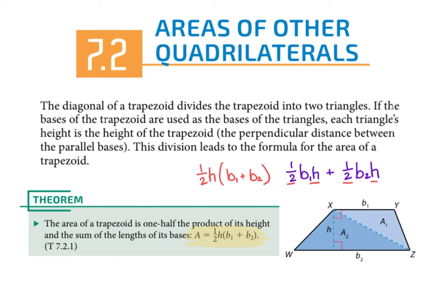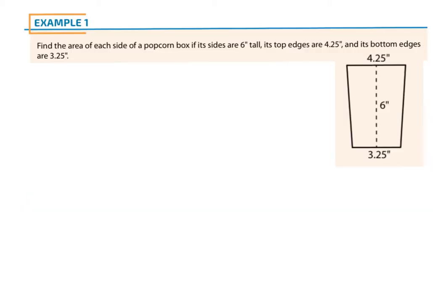Calculating a trapezoid. Look at example 1. Find the area of each side of a popcorn box if the sides are 6 inches tall, its top edges are 4.25 inches, and its bottom edges are 3.25 inches. Your height is going to be your perpendicular distance between your two bases. So these are my bases. My height is the perpendicular distance, and I'm just going to plug it in: 1/2 times my height, and then base 1 plus base 2.